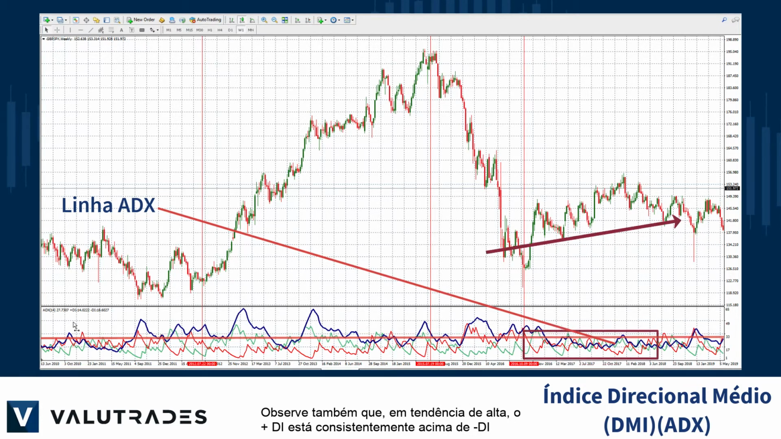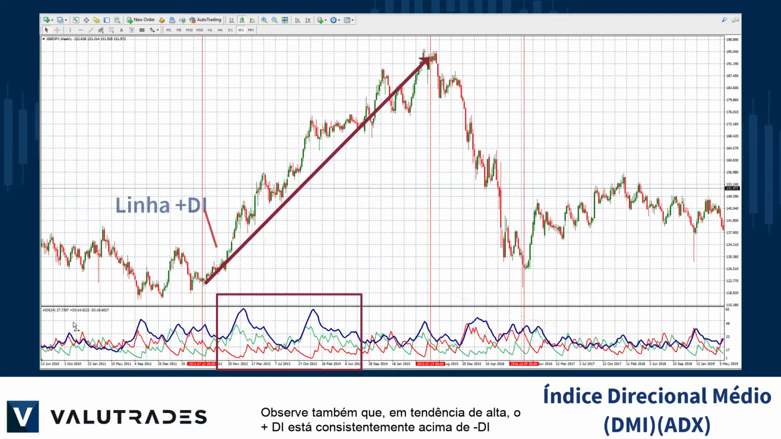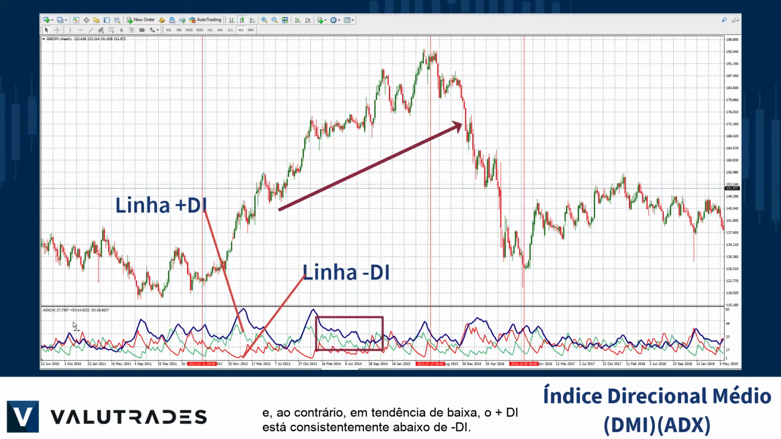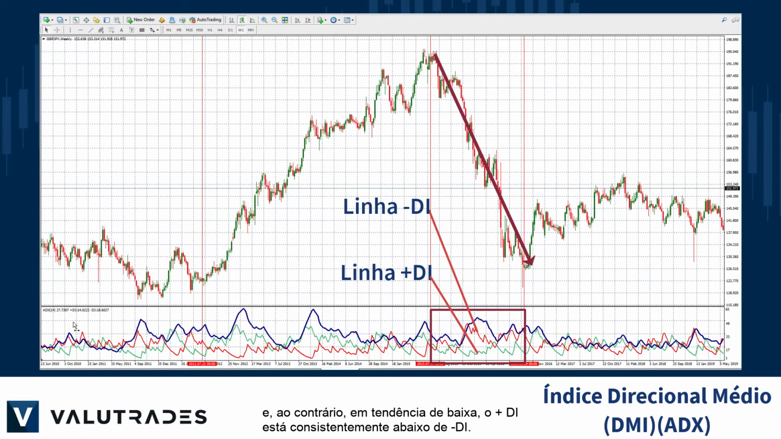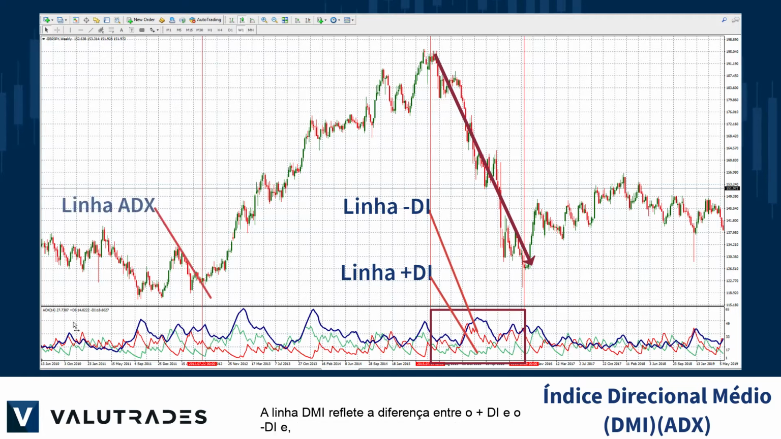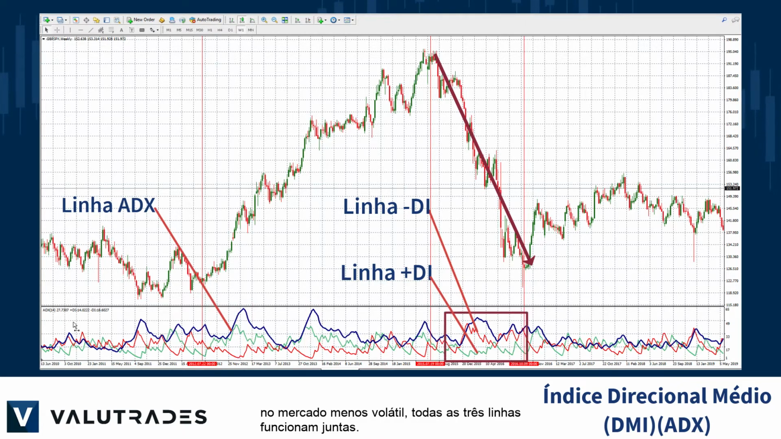Note as well that in an uptrend, the plus DI is consistently above the negative DI, and on the contrary, in a downtrend, the plus DI is consistently below the negative DI. The ADX line reflects the difference between the positive DI and the negative DI, and in the less volatile market, all three lines run close together.